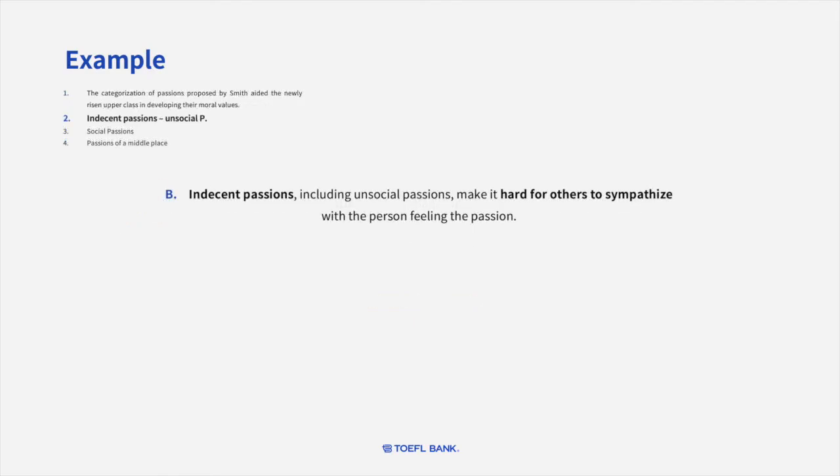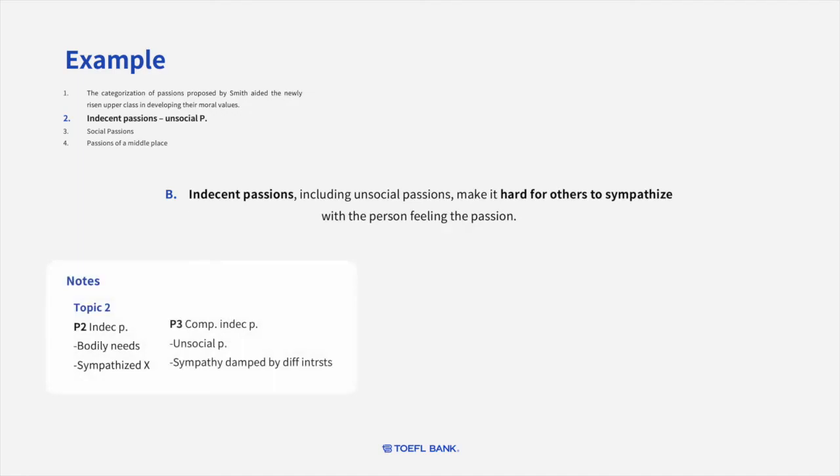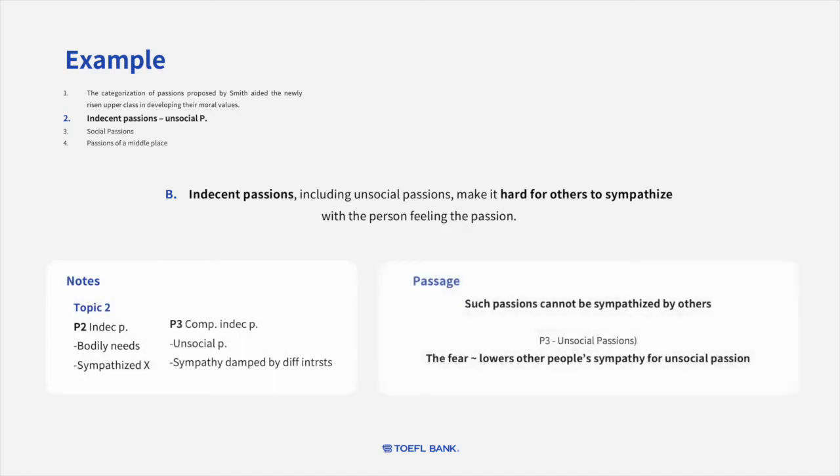Indecent passions, including unsocial passions, make it hard for others to sympathize with the person feeling the passion. B is about subtopic 2, indecent passions. The choice matches the notes and also matches the passage where it says, such passions cannot be sympathized by others, and in the 3rd paragraph, the fear lowers other people's sympathy for unsocial passion. Hence, B is a correct answer choice.